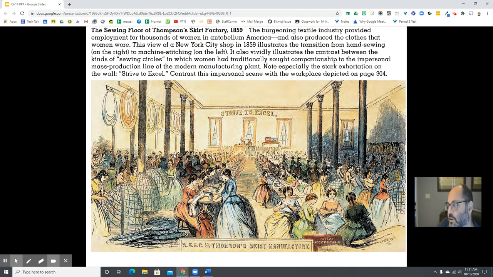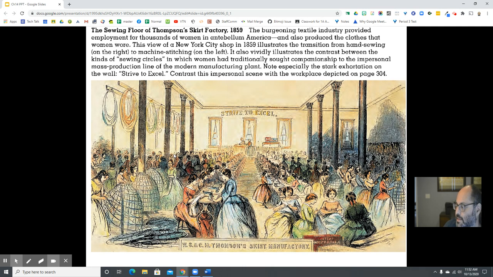This is a sewing skirt factory. Obviously, the outfits that they're wearing are going to make it so they are very much distant from one another, and kind of hampers their ability to work, but also maintains their cult of domesticity. This idea that a woman has certain things that she can do and certain things that she can't do. So even though they're going into the workforce, they're also still maintaining their femininity. This is the sewing floor of the Thompson Skirt Factory in 1859, so just before the Civil War.